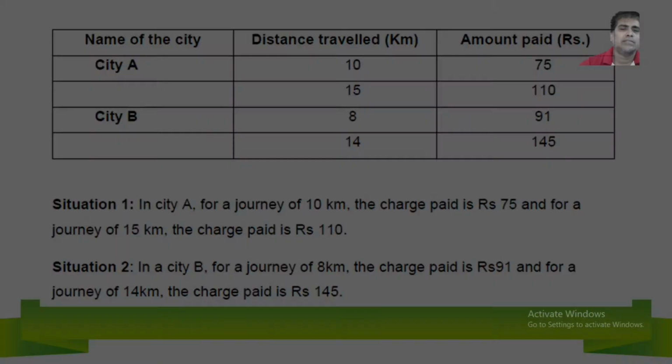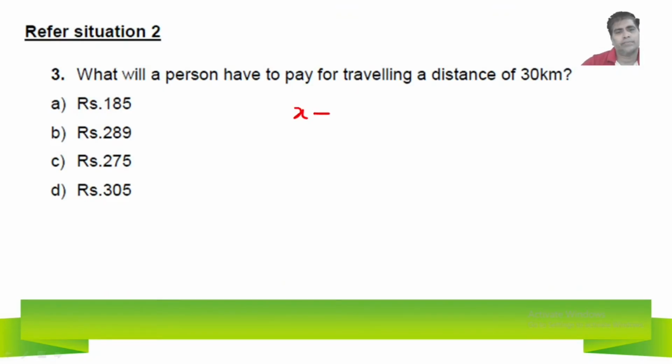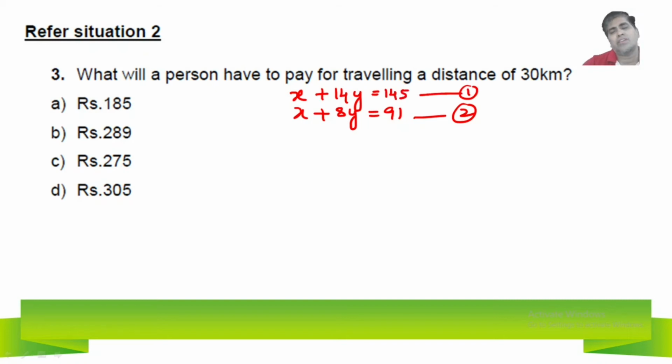x plus 8y is equal to 91. I am taking this as the second equation. So what is the first equation? x plus 14y is equal to 145 rupees. I am taking this as the first equation. Simple. I have copied the linear equations from there to here.